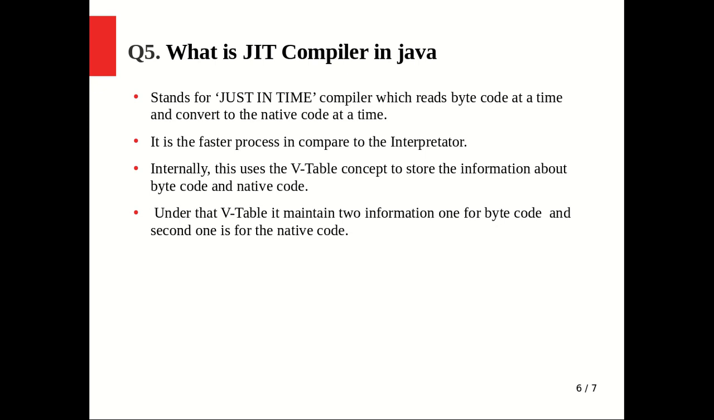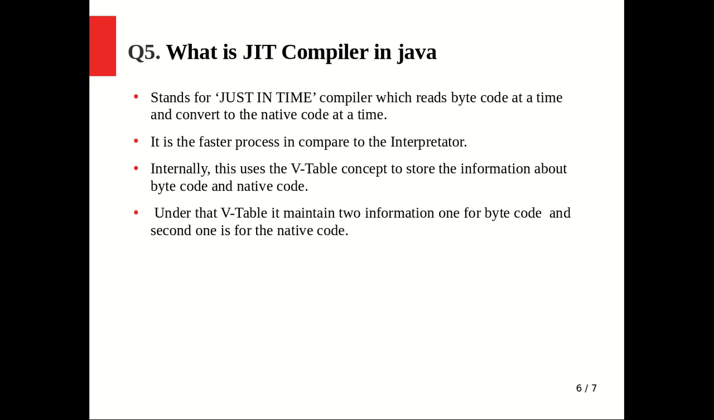In the interpreter, it reads the lines one by one and gives the error line by line. But the compiler reads the byte code at a time and then converts it to native code at a time. So it is a faster process compared to the interpreter.